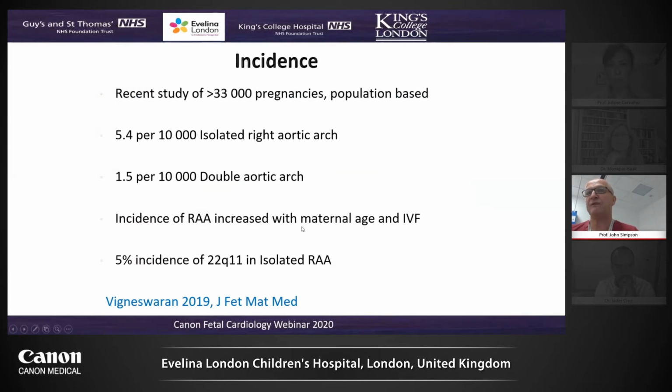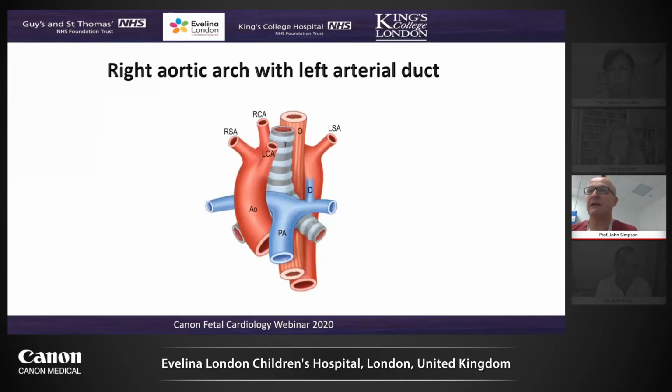In a study we published recently looking at a background population, these are the sort of incidences we found of isolated right arch and double arch. And of note is that with isolated right aortic arch, we found a 5% incidence of 22q. So aside from the compressive effects, we're worried about associations. And there's quite a lot of controversy and argument at the moment about the precise degree of that relationship. But certainly in this series, the incidence was around 5%. So let's start by looking at right aortic arch with left arterial duct.